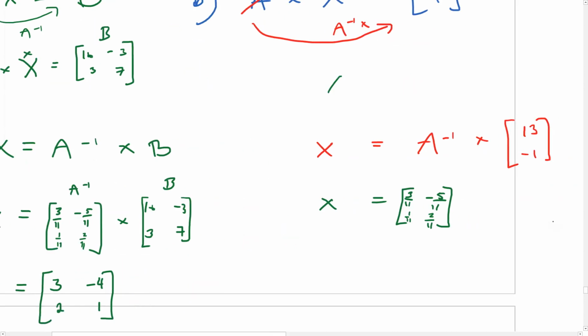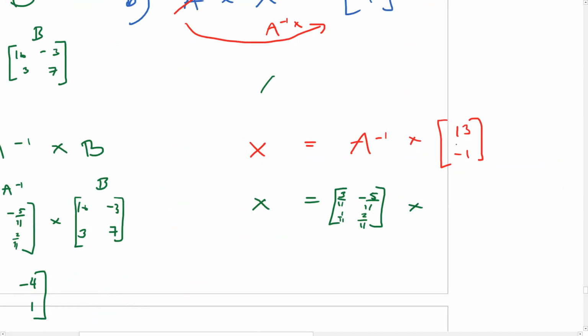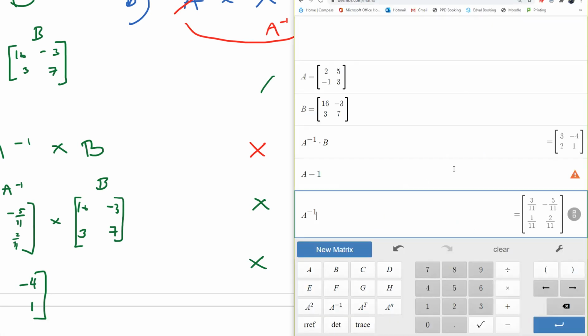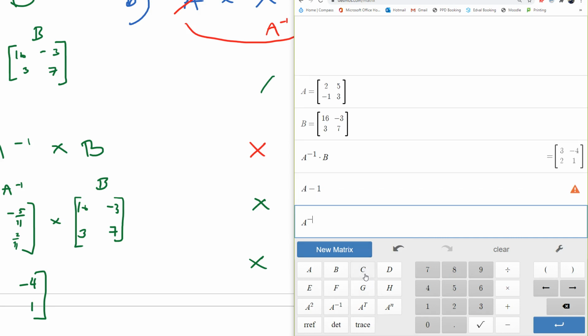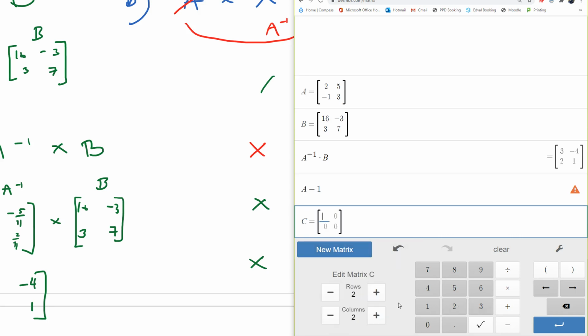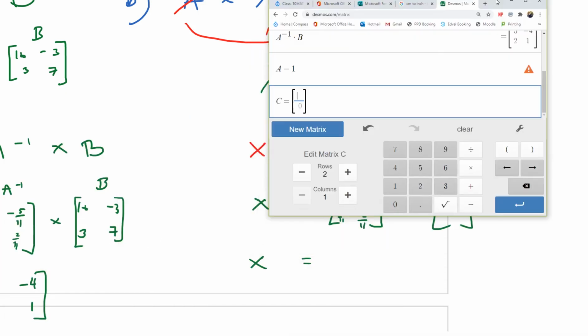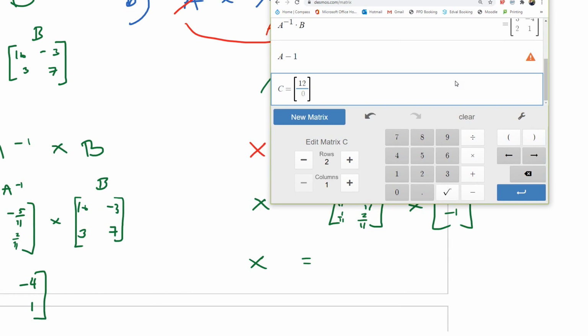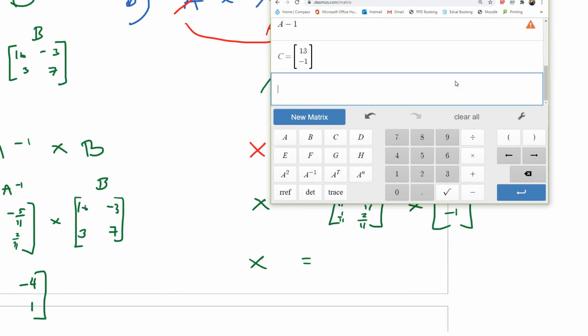So that means x is equal to A inverse times that matrix, 13, negative 1. So therefore x is, let's put that in our calculator. So we'll make a new matrix here. I might call it matrix C. It was a 2 by 1, so 2 rows, 1 column. And it was 13 and negative 1. So that's C matrix.